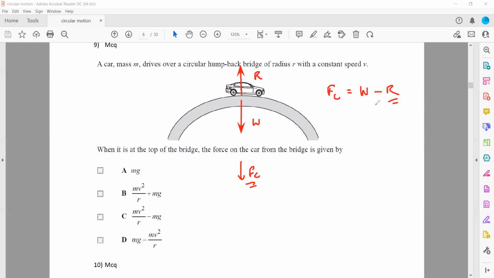We need the value of R. So if R moves to the other side and the centripetal force to the right hand side, we can say the normal contact force is equal to weight minus the centripetal force. What about the weight? Weight is given by the formula mg. And the centripetal force is given by the formula mv squared over r. So the normal contact force, the force on the car from the bridge, is given by mg minus mv squared over r. So it matches with option D.